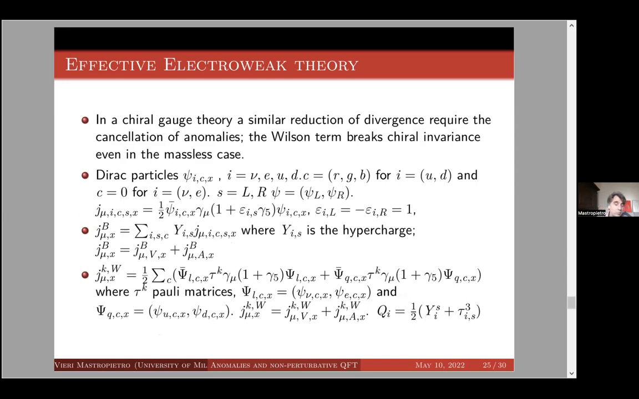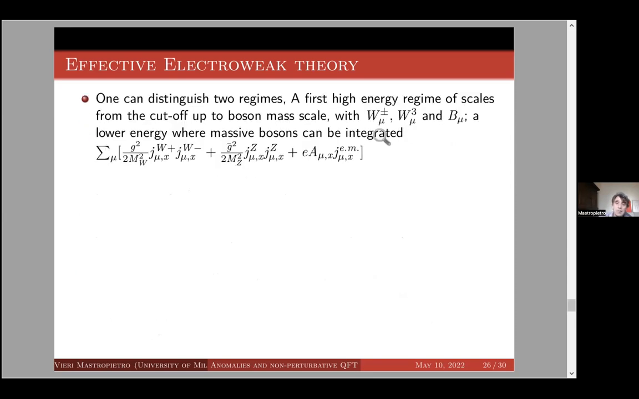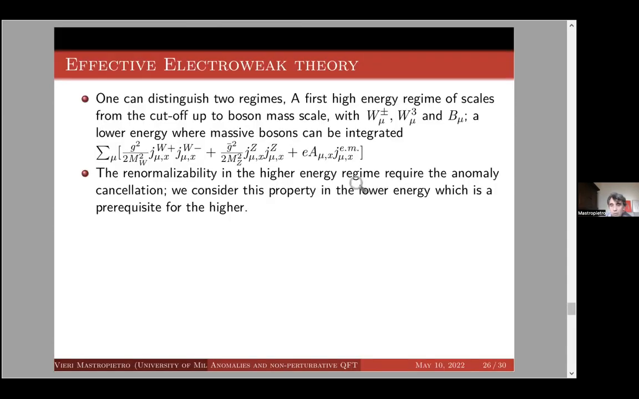So before stopping, I wanted to show you this anomaly cancellation, which is very beautiful. You can consider 2 regimes, a regime in which you have the bosons and a regime which is effective. So the renormalizability in the higher regime, in which we have the bosons, requires the anomaly cancellation. But a prerequisite is that the anomaly cancellation holds everywhere, also in the lower energy regimes.